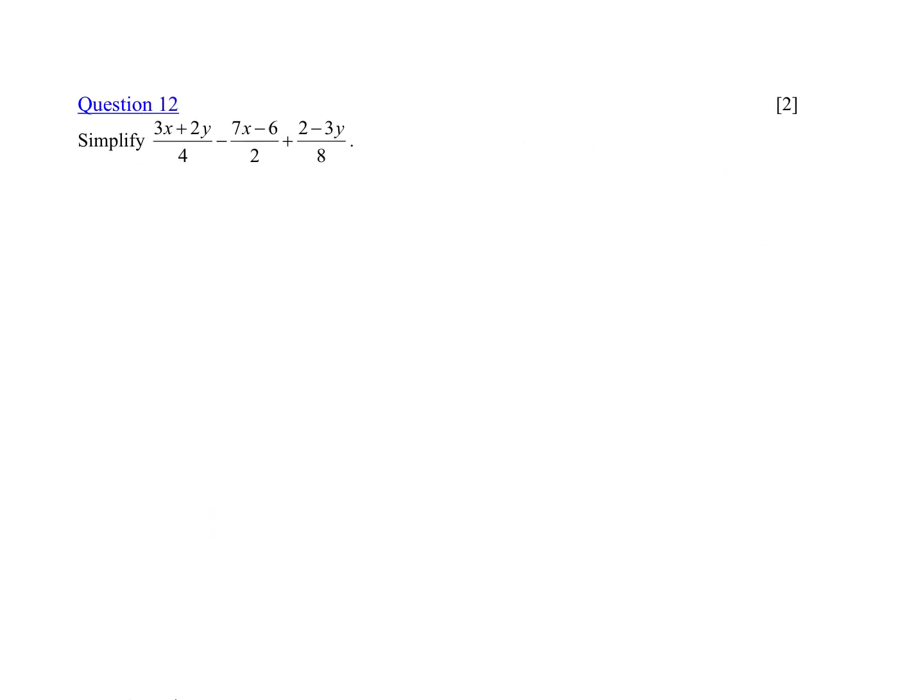Next one, addition and subtraction of algebraic fractions. Now, why did I choose these questions? Just to highlight a few things. Number one, please do not add these two terms together, then do the subtraction. That is not correct because this negative sign over here is only applicable for 7x minus 6 over 2. There's no negative sign for this second fraction at the back.